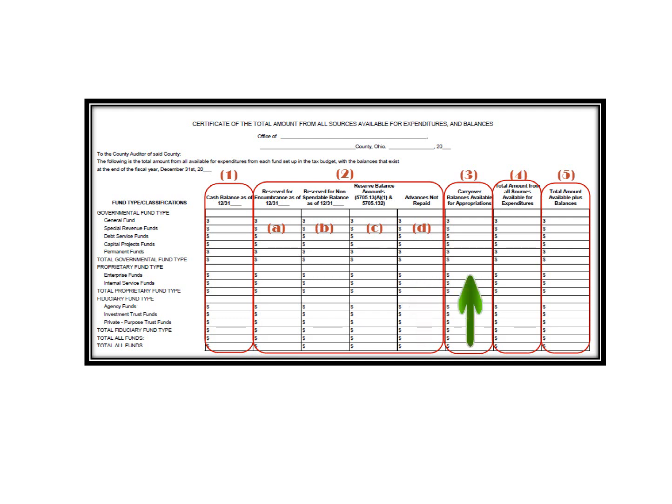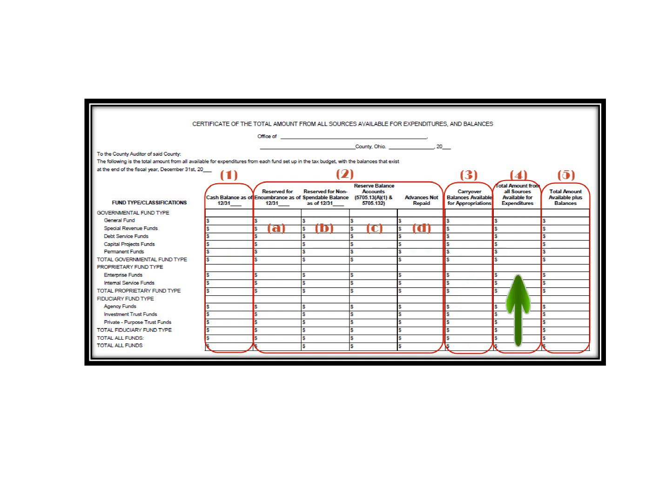Column 3, carryover balances available for appropriation, takes the fund balance from column 1 and adjusts the balance by all the columns in 2A through 2D to arrive at the carryover balance available for the current year appropriations.